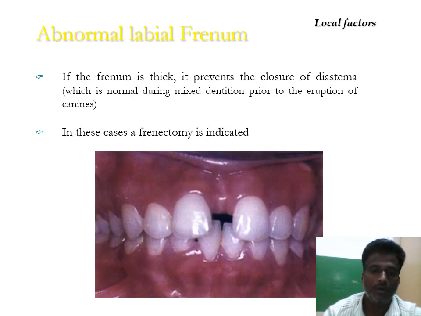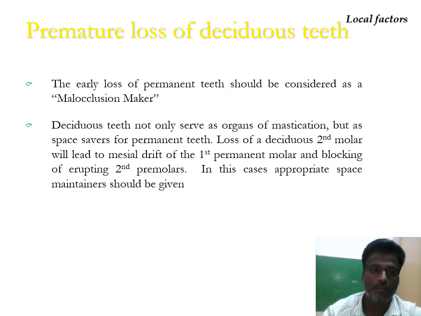Labial frenum may lead to spacing in between the two central incisors. In this type of cases, frenectomy is indicated. Premature loss of deciduous tooth should be considered as a malocclusion maker. Deciduous teeth not only serve as organs of mastication but also as a space saver for the permanent teeth.